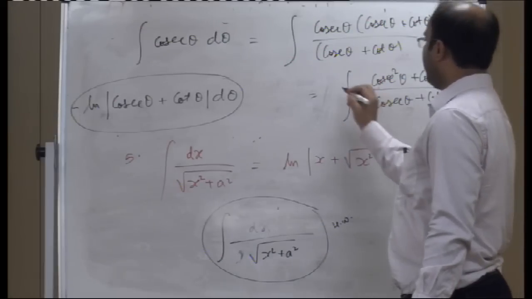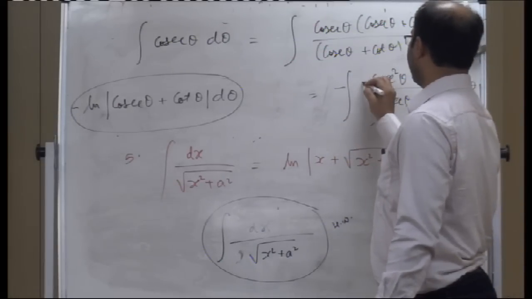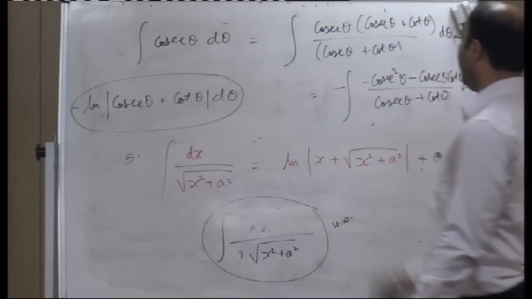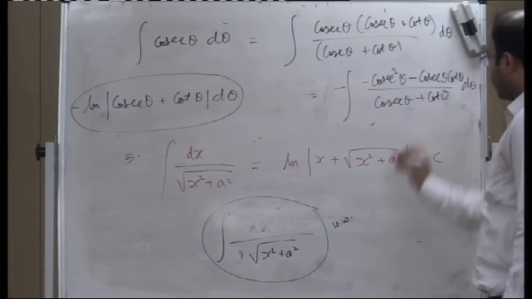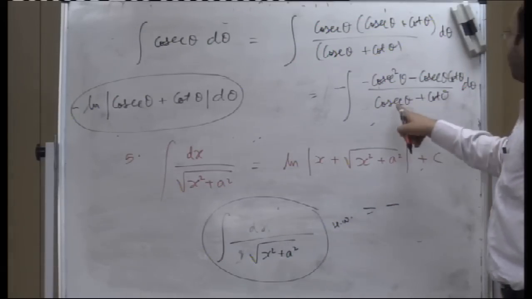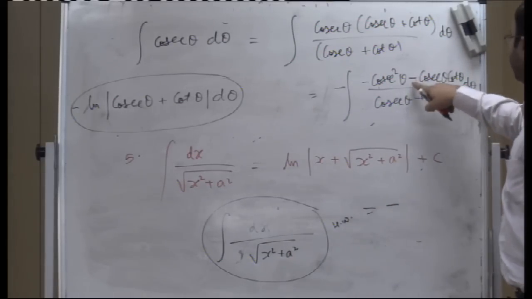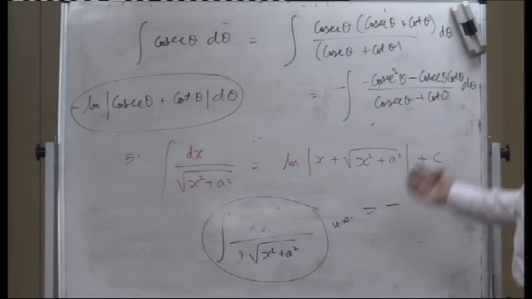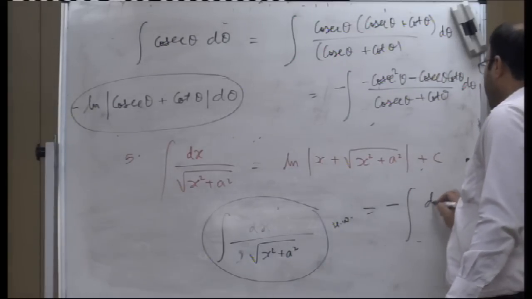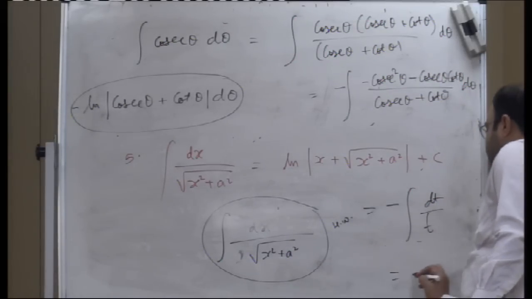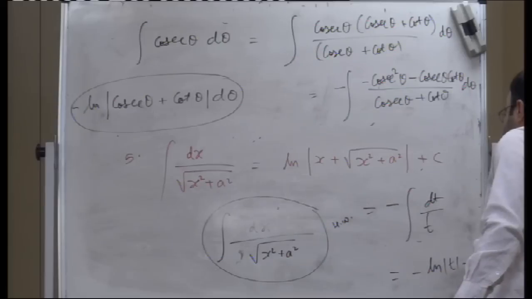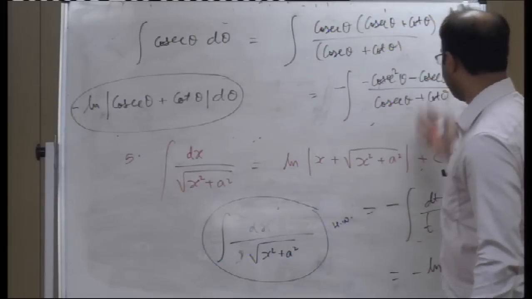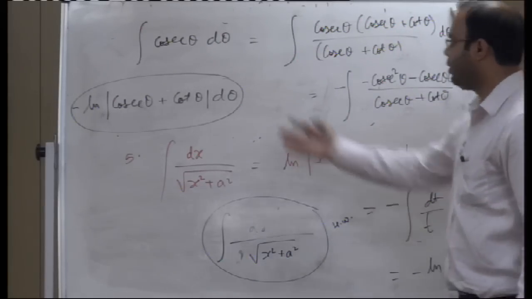And when you take a minus sign over here, you can take a minus sign here as well, and then you say that this actually becomes minus. Cosec theta derivative is actually minus cosec theta cot theta, and cot theta derivative is minus cosec square theta. So this is actually the derivative as dt upon t. So this is minus ln of mod t plus c, where cosec theta plus cot theta you have taken as t, and you get this formula.